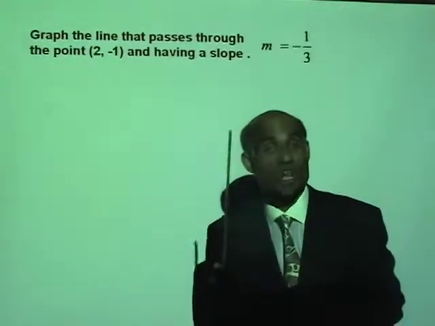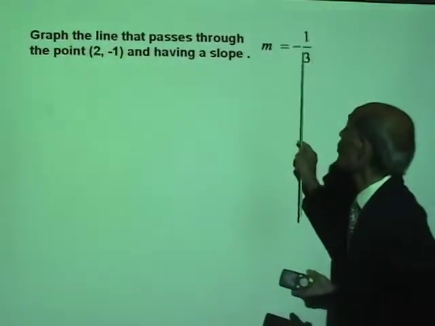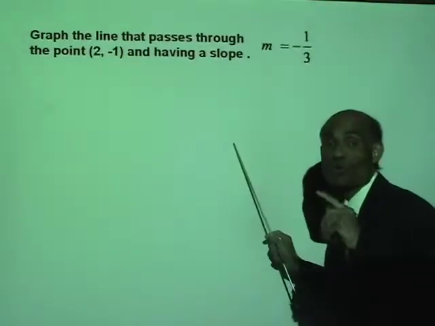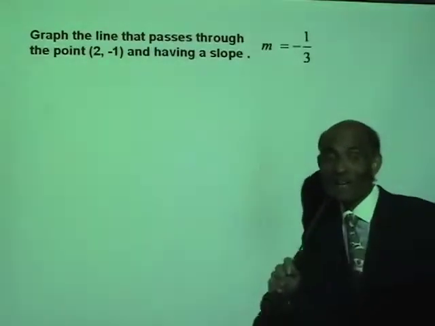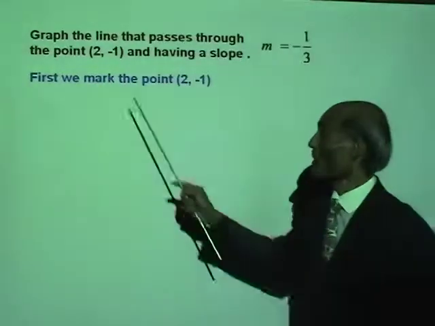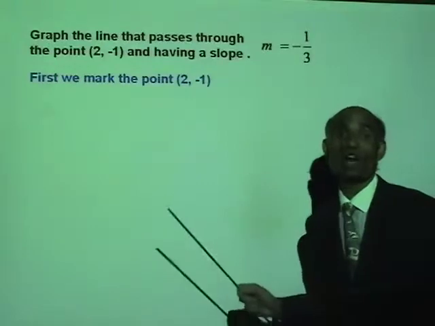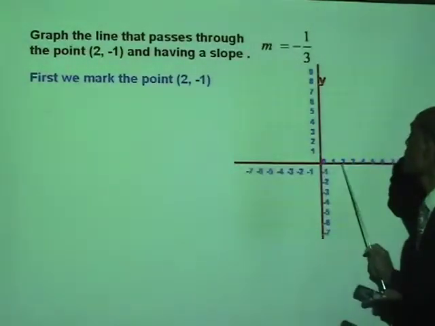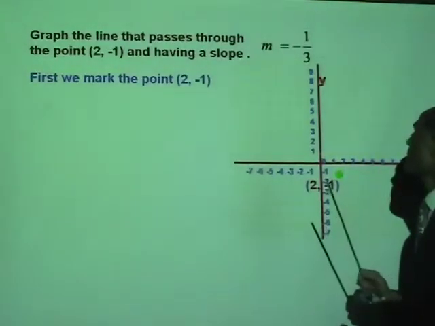Notice that the slope is negative. What does that mean? It means if you walk 3 units to the right, then your rise is not upward but downward. When x increases, y will decrease. Alright, first we mark the point (2, -1) on the graphing grid. Can you locate the point (2, -1)? There it is. (2, -1).